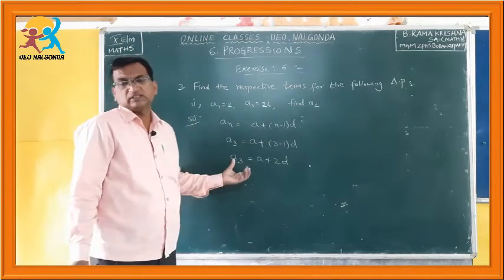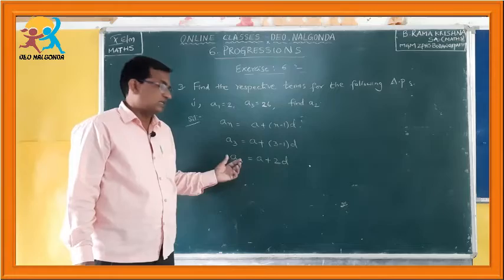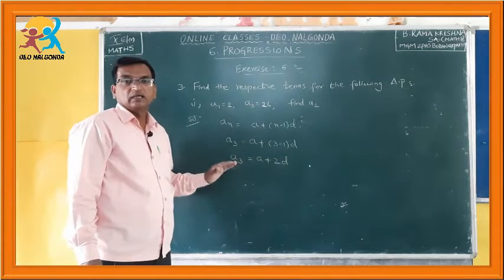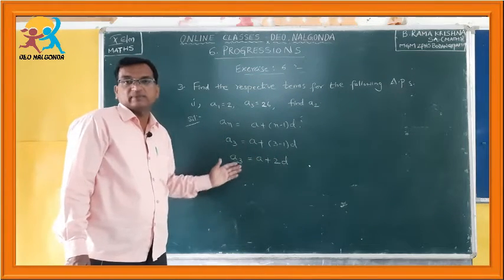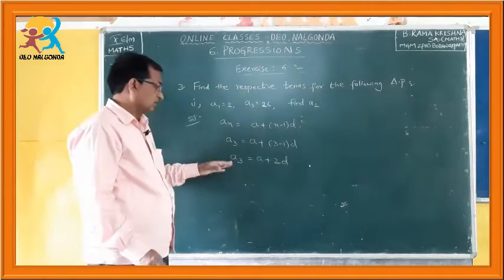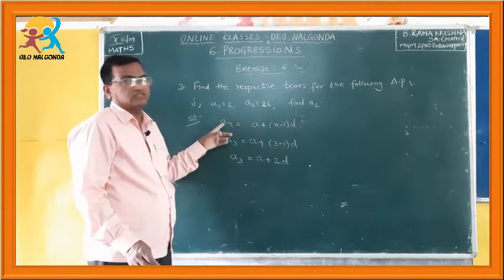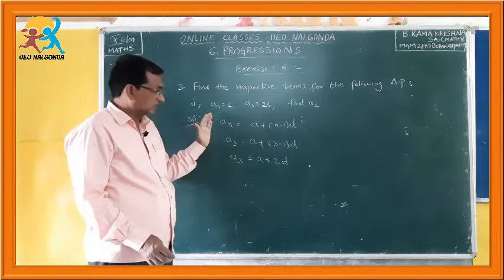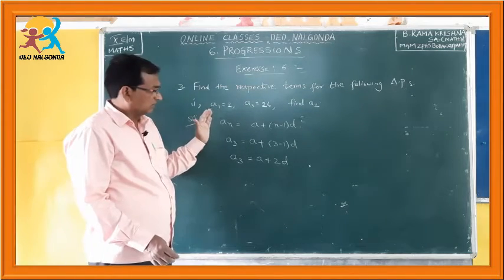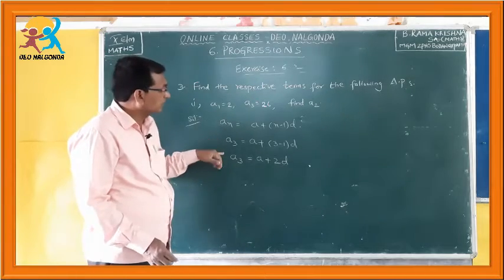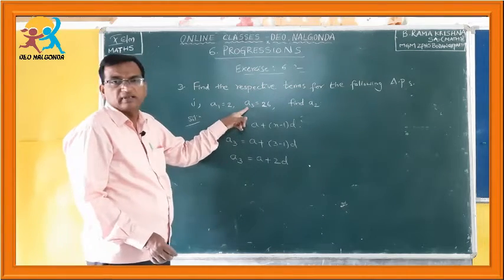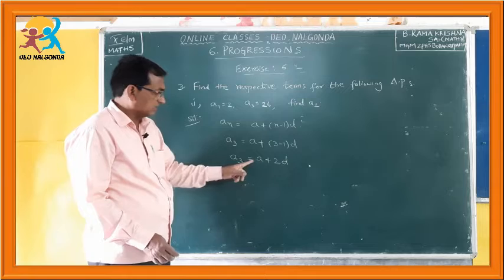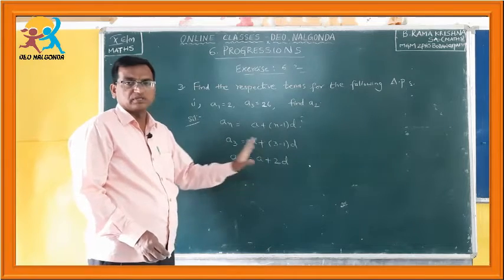If the fourth term is given, how can we write? A plus 3d. If the seventh term is given, A plus 6d. You can write directly like that. Every time you need not substitute in this formula. Initially I am telling you so that you understand this, and whenever these are given, you should be able to write directly. A3 is equal to A plus 2D.